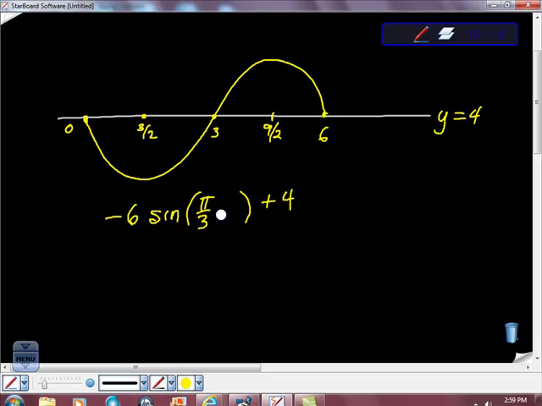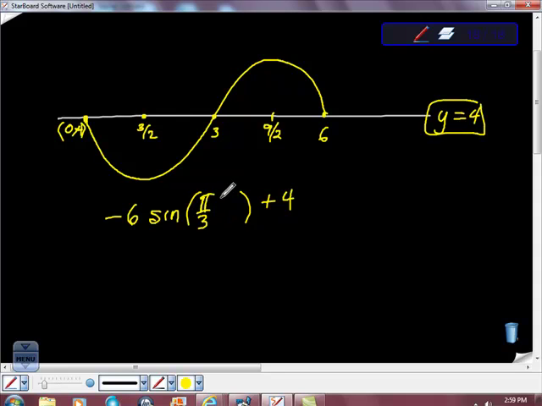So I'll put in 0. So sine of pi thirds times 0 is sine of 0. Sine of 0 is 0. -6 times 0 is 0. Plus 4 is 4. So I have the point here, (0, 4). And that makes sense because we had that here, didn't we?